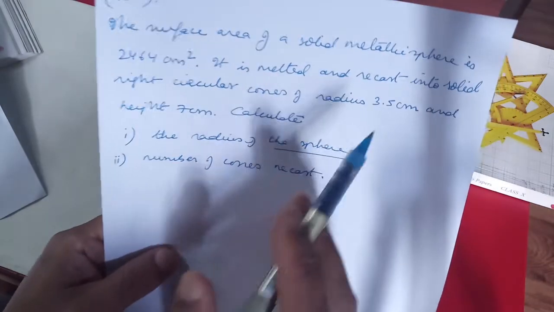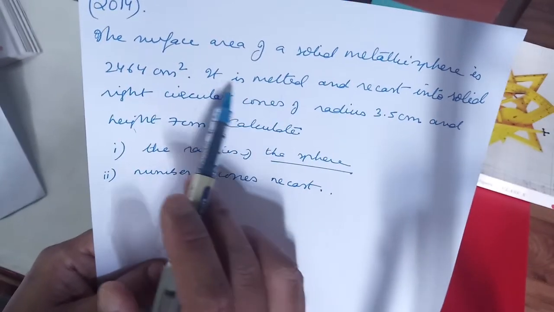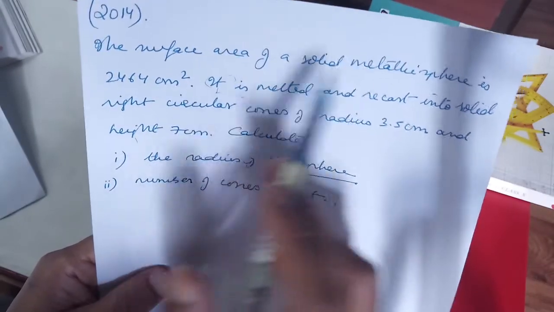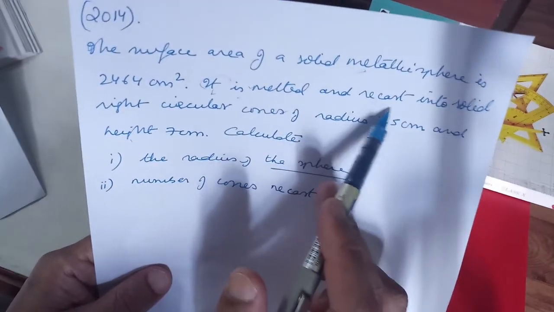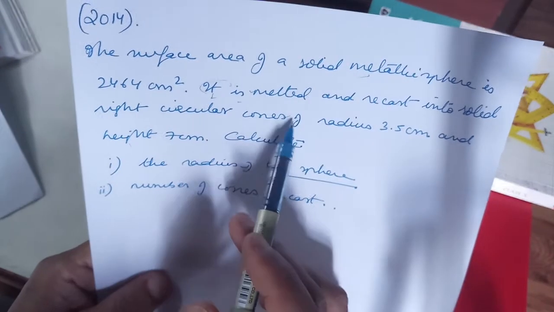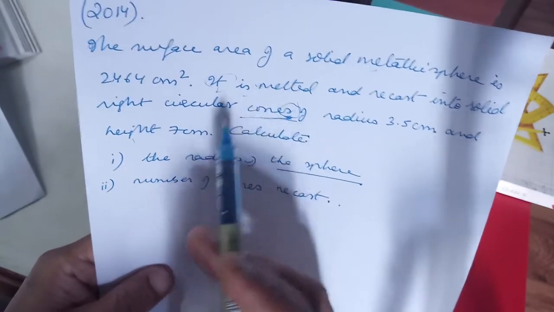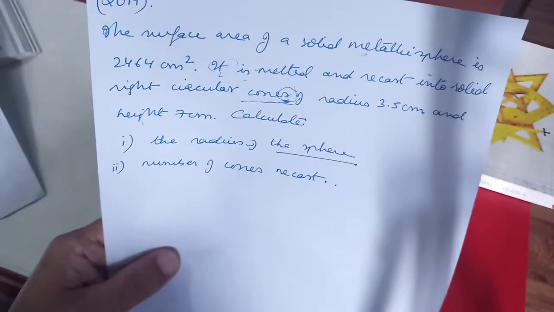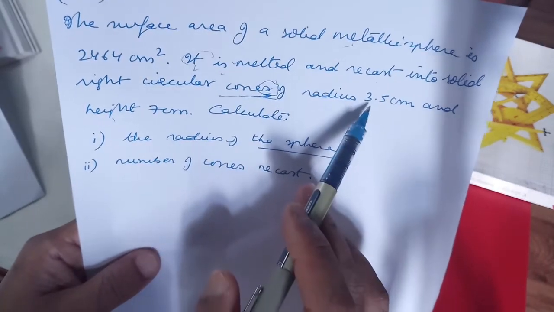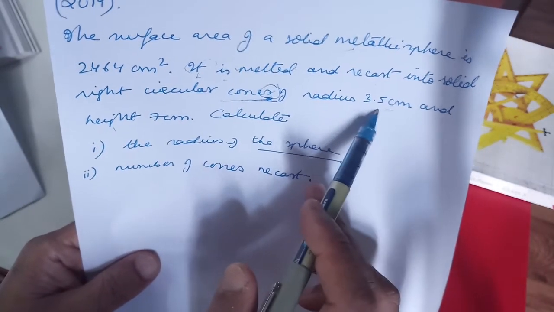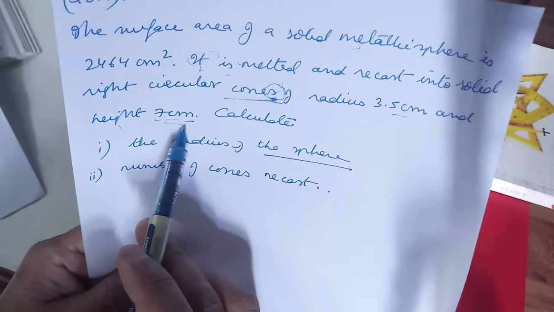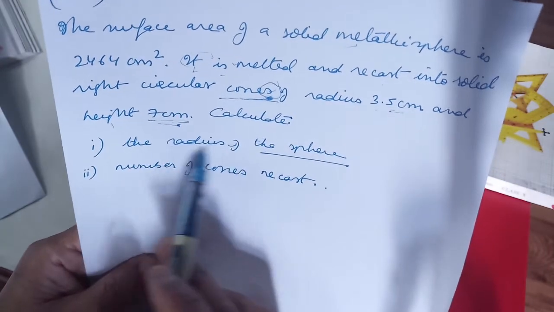See this sentence, it is melted. What is melted? The sphere is melted and recast into solid right circular cones. Here, cones is plural, which means you have made more than one cone, and the radius of each cone is 3.5 centimeter and the height of each cone is 7 centimeter. Calculate the radius of the sphere.